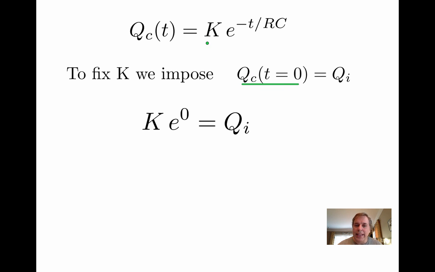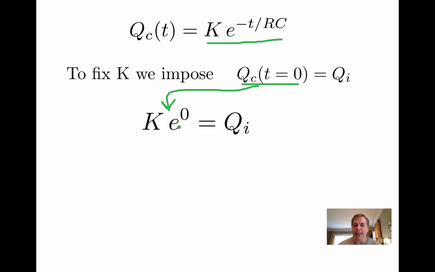Qc at t equals 0 is this thing here evaluated at t equals 0. So I set t equals 0 here. What do I get? I get e to the minus 0 over Rc, which is just e to the 0. So Q at t equals 0 is just k times e to the 0. And I say this must be equal to Q sub I. That's it.